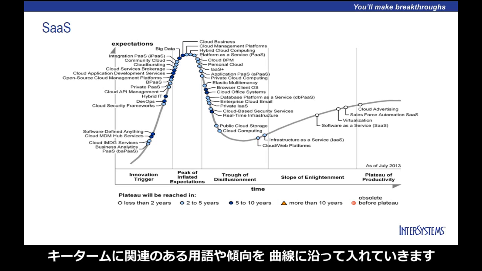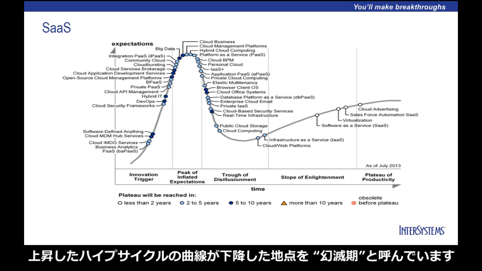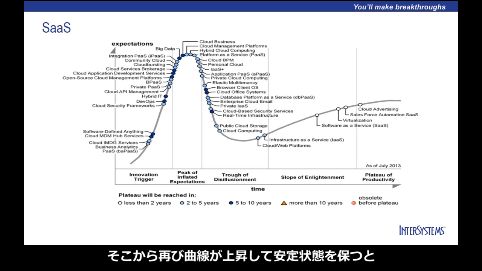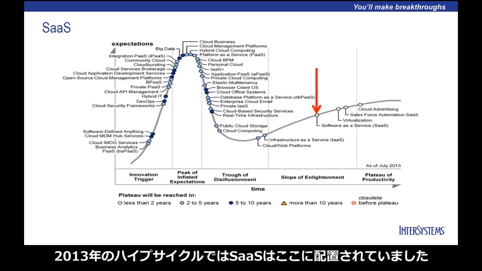And what that means is all of the terms and trends associated with that key term, they plot along this curve. As you'll notice, all the way from the left-hand side, that's the innovation trigger. That's something that people just start talking about. Then this hype cycle goes up, and then it comes down into what's called a trough of disillusionment, which means that everything to the left of that failed. And then it goes back up and plateaus out all the way into the plateau of productivity. Right before the plateau of productivity is this area called the slope of enlightenment. And that's exactly where software as a service sits. And this was in 2013.